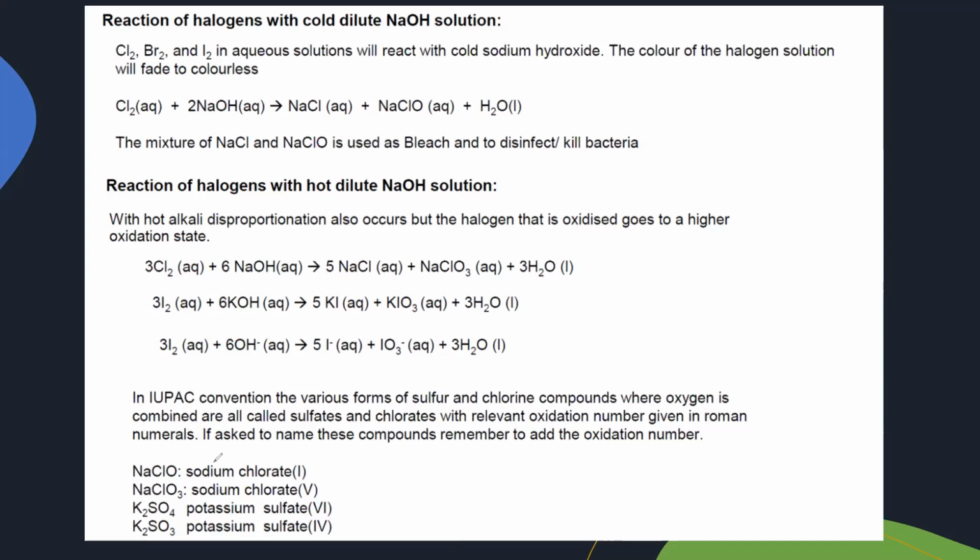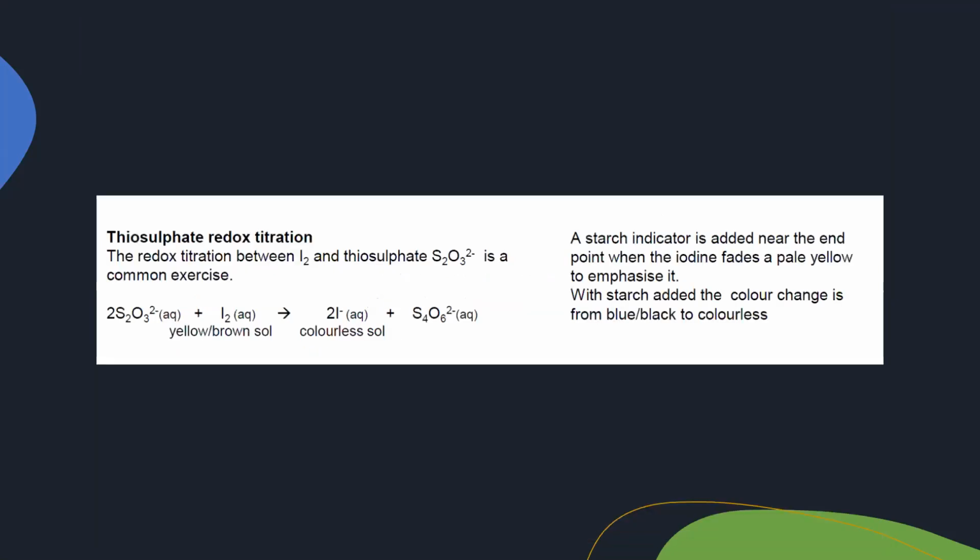How do we name these compounds? NaClO is sodium chlorate(I), and this Roman numeral is used to show the oxidation number of chlorine, that is +1. NaClO3 is also a sodium chlorate, but what is the difference? The oxidation number of the chlorine is +5, so it is sodium chlorate(V). So these reactions are important. You have to learn these equations.